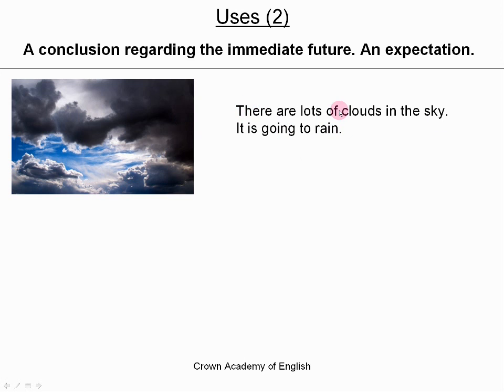So the first part of the sentence shows the present. So in the present, right now, we can see there are lots of clouds in the sky. So because of that, in the future, we know that it is going to rain. So that is what I mean when I talk about a conclusion, okay? An expectation. It is expected that it is going to rain. So because of this situation in the present, we know in the future that it is going to rain. So we use the future tense. We use going to rain. So going plus the verb in the infinitive.